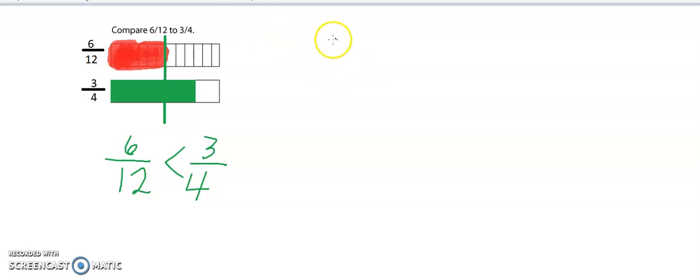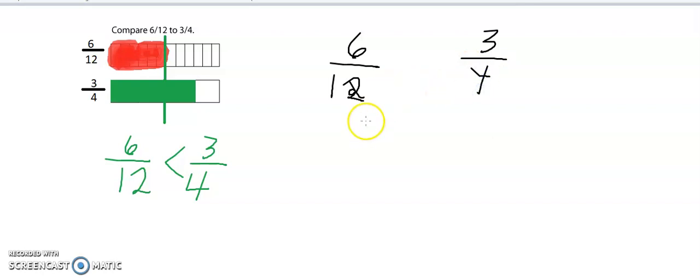So we have 6/12s and 3/4. What we want to do is make equivalent fractions. So we ask ourselves, which denominator can go into the other? Can 12 go into 4? Let's count by 12: 12, 24, no it can't. Can 4 go into 12? 4, 8, 12. Yes it can.